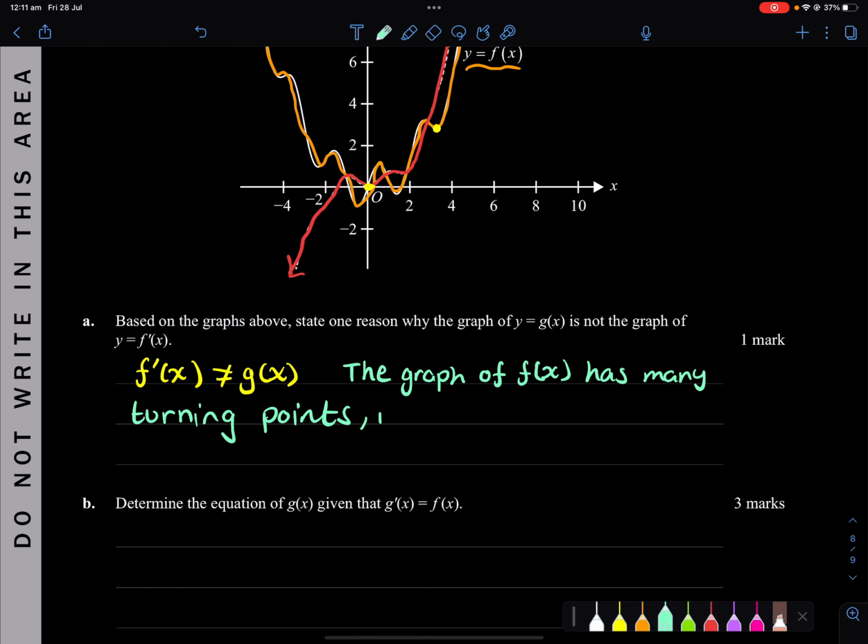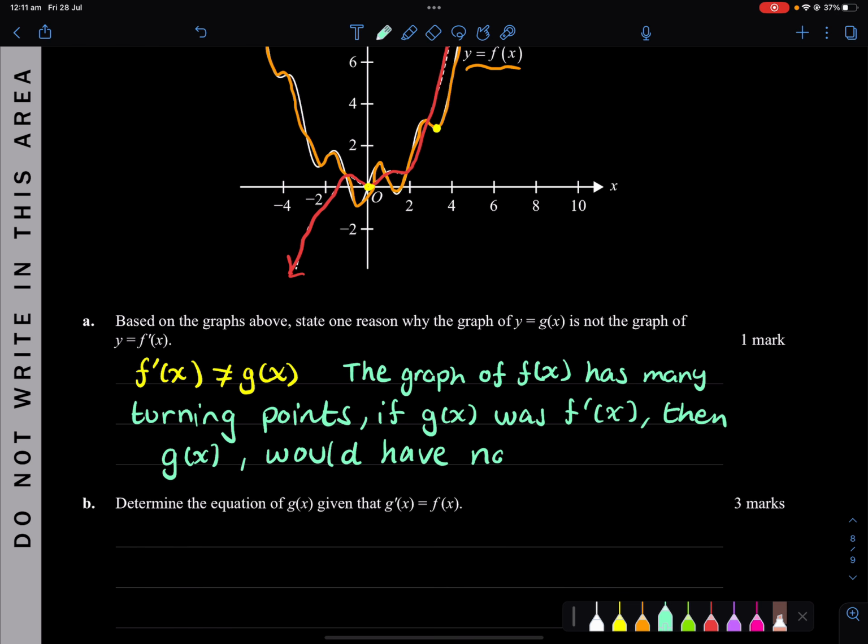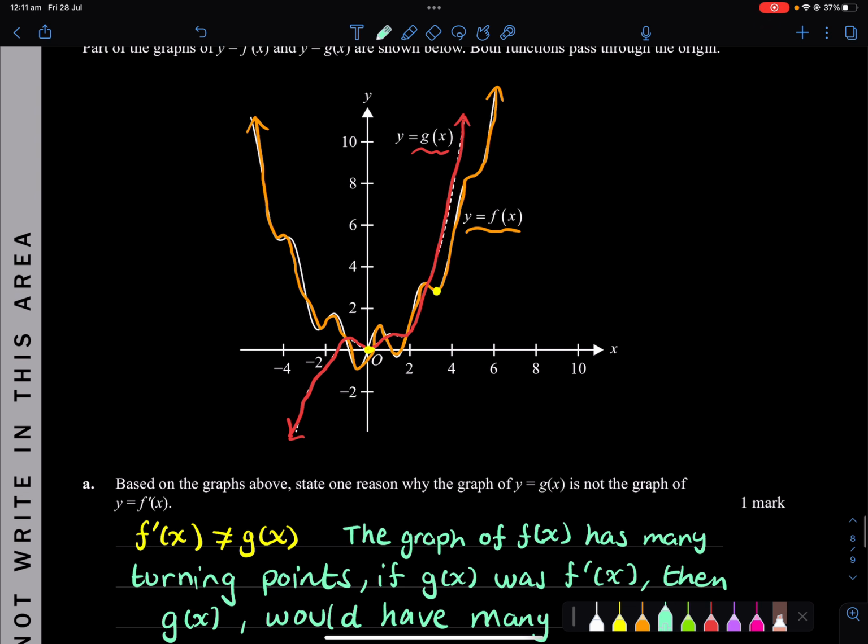If g of x was f dash of x, then g of x would have many x values. I don't know if that would give you the mark, but yeah, it should.